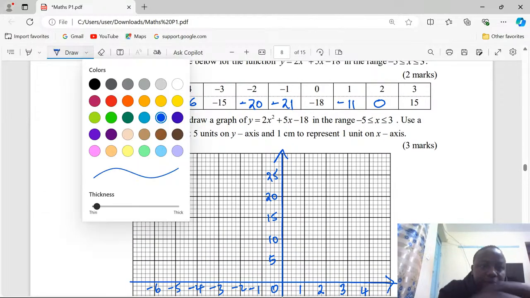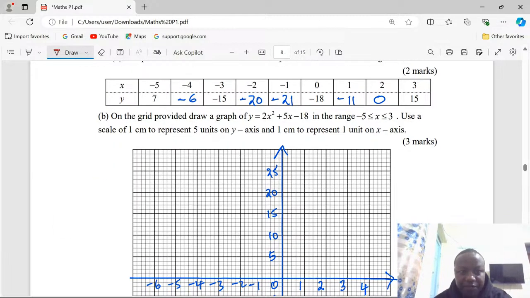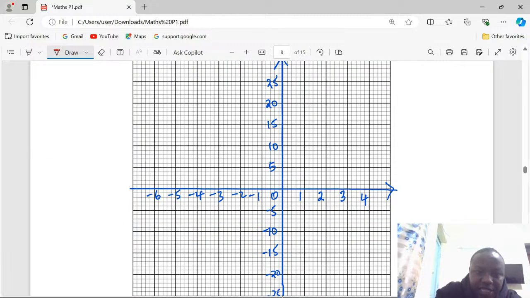We can come up with now plotted coordinates. I can use a different color for that case. Let me come with red. -5, 7. So -5 is here, and 7 is going to be at this point.